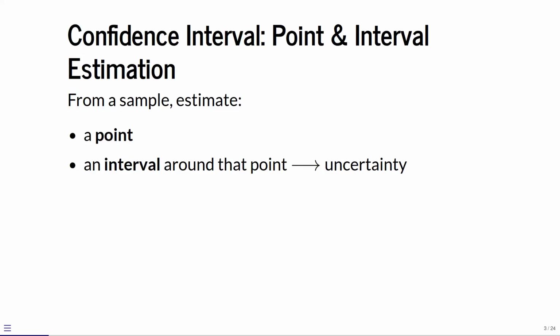A confidence interval is made up of a point estimate and an interval around that point, which shows our uncertainty about the estimate. Both the point and the interval are calculated from a sample.